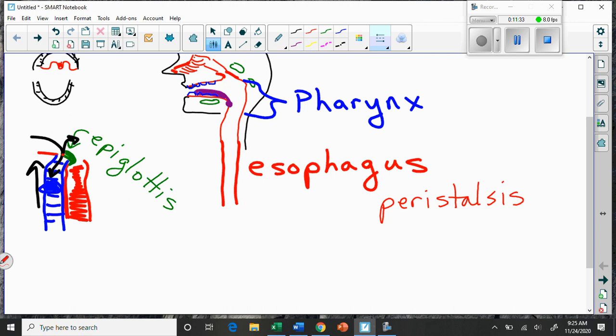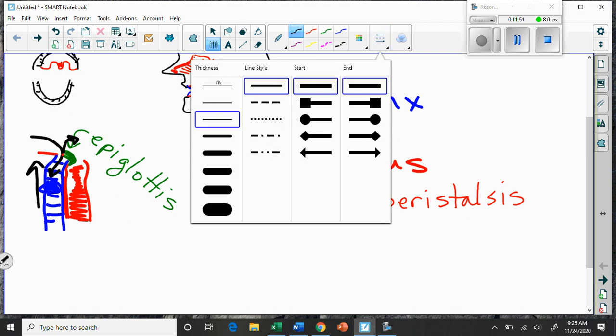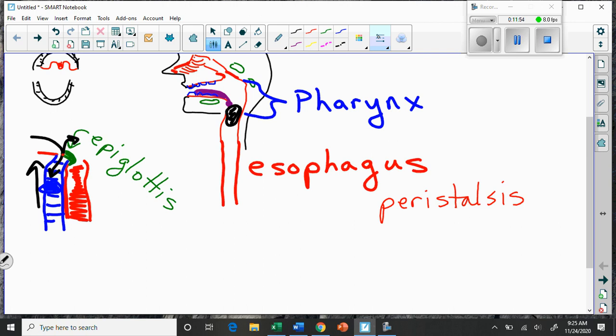Peristalsis. Okay? So at this point, the lump of food that you've eaten is now basically a chewed up, mushed up mess. It's very liquidy from the saliva. It's all mashed up by your teeth. And we have a name for it. Everything in biology has a name. So this chunk of food that's ready to go, it's called a bolus. A bolus of food. And now it's on its way down the esophagus.